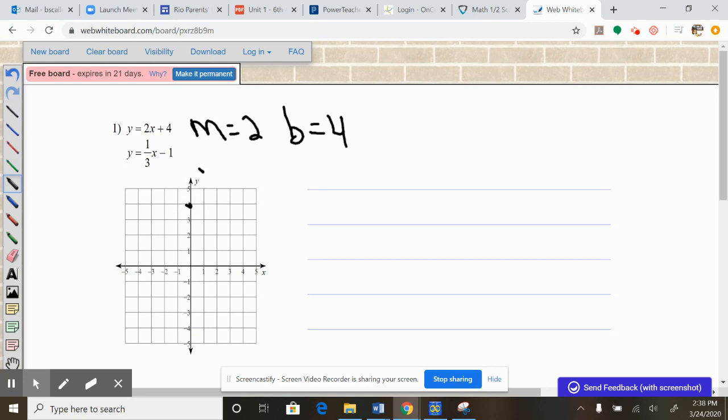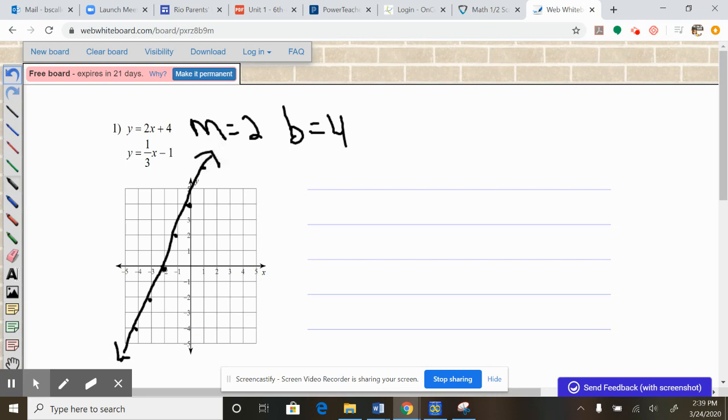Now that would put me probably right around, well, let me make that neater. Probably right around there somewhere, but I'm going off the graph. So rather than go off the graph, I can also reverse the slope. Rather than going up 2 and right 1, I can go down 2 and left 1. And then down 2, left 1 again, and just keep going. Right there. And right here. So I end up with a line. It wasn't the neatest, but it looks something like that.